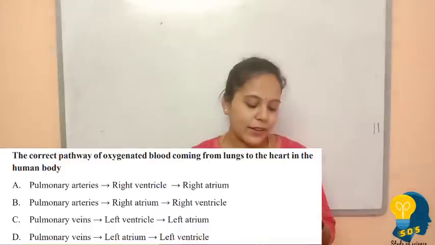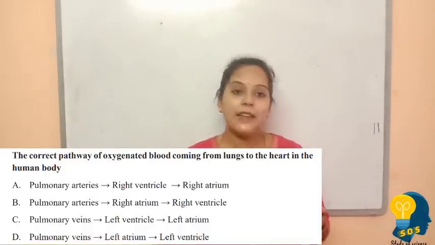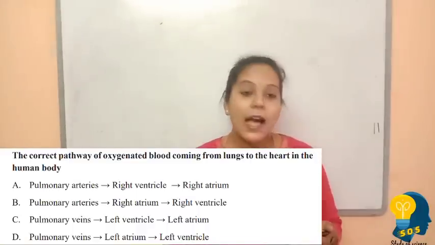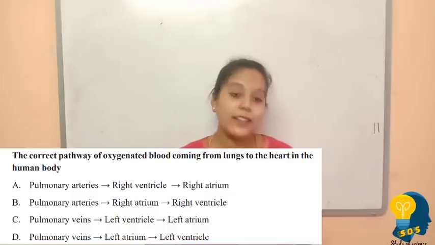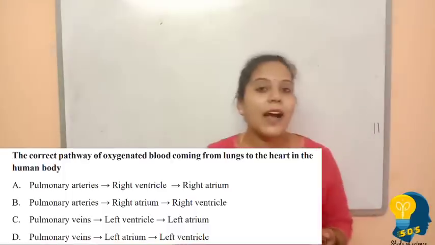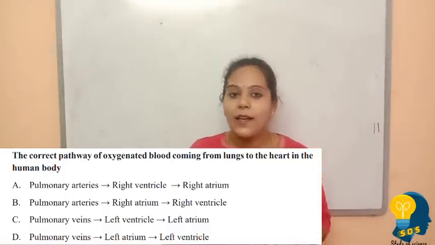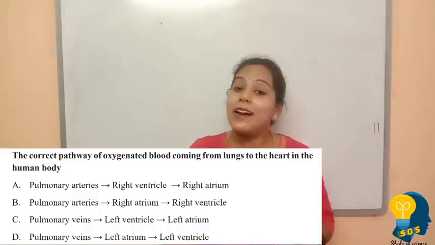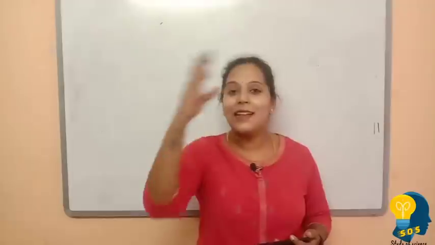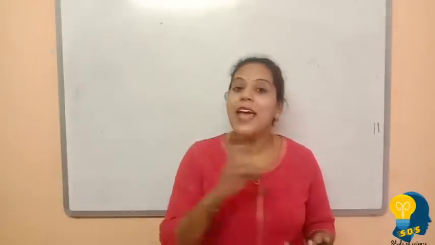Next, pulmonary arteries to right atrium and right ventricle. Option C, pulmonary veins to left ventricle and then to left atrium. And option D says pulmonary veins to left atrium and then to left ventricle. You must know that the blood gets oxygenated in the lungs, and the oxygenated blood comes from the lungs. So, from the lungs, it reaches the pulmonary veins.